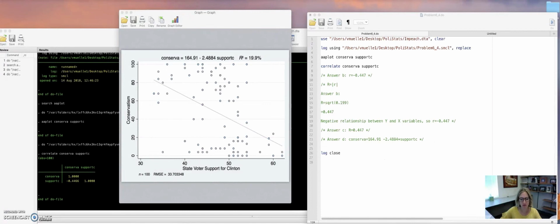Part E asks us for the interpretation of the slope. So the estimated slope here is negative 2.4884, which means that a unit increase in support for Clinton is associated with a 2.4884 decline in the conservatism score. Part F asks us for the interpretation of the constant, and the interpretation of the constant is not meaningful. Why? Because you can see from the scatter plot that the values on the x-axis only start at 30 rather than 0.